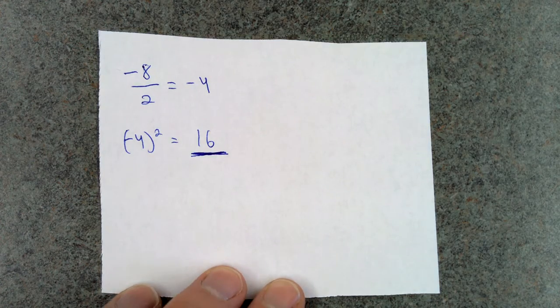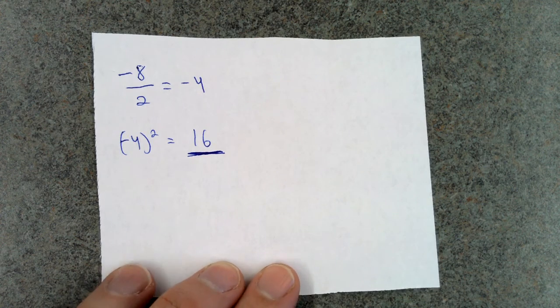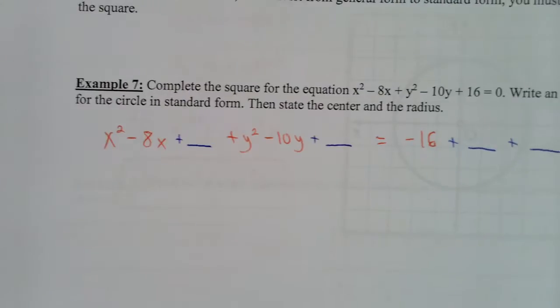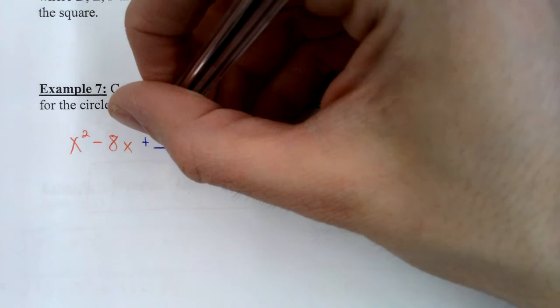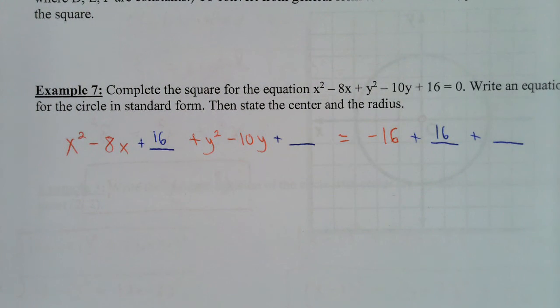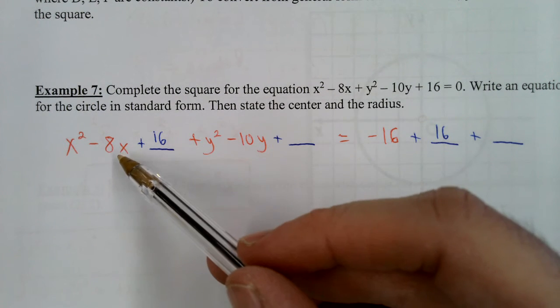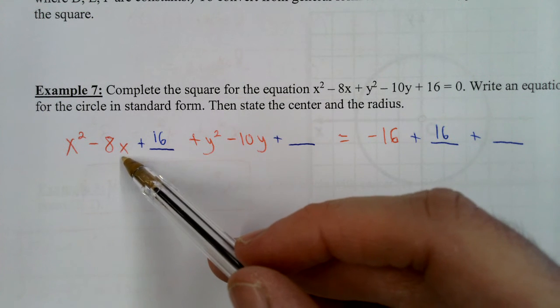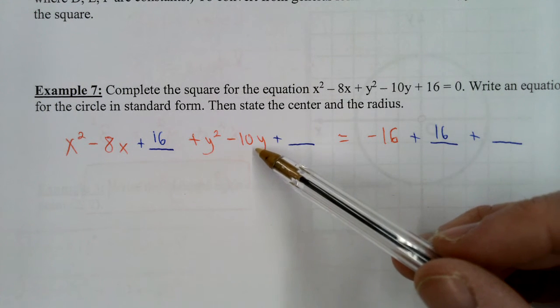So that 16 is the number I'm going to use to complete the square. I'm going to add 16 on each side of the equation. Plus 16, plus 16. That's why I have you put the plus blank, so you know to add it to each side. And remember, you put the plus blanks after the linear term. So after whatever you have for x and after whatever you have for y.